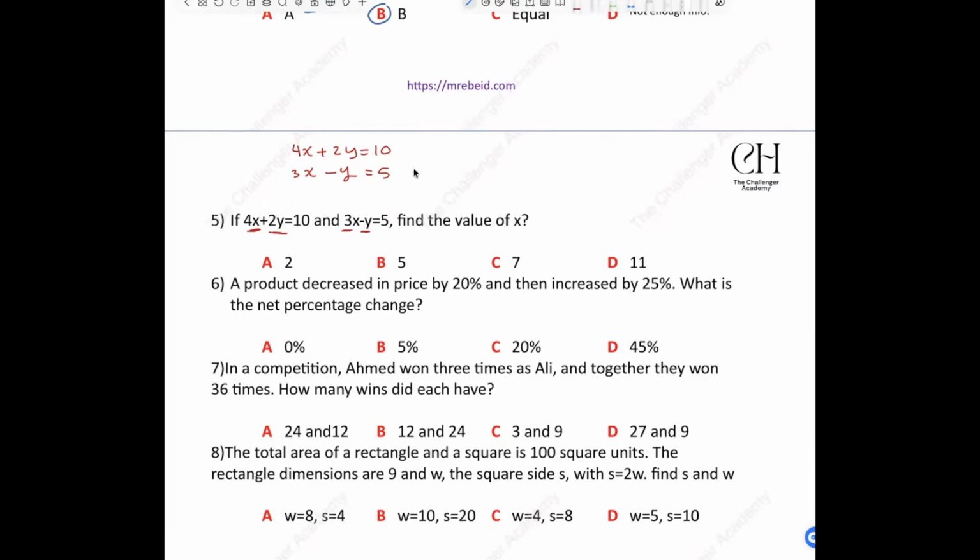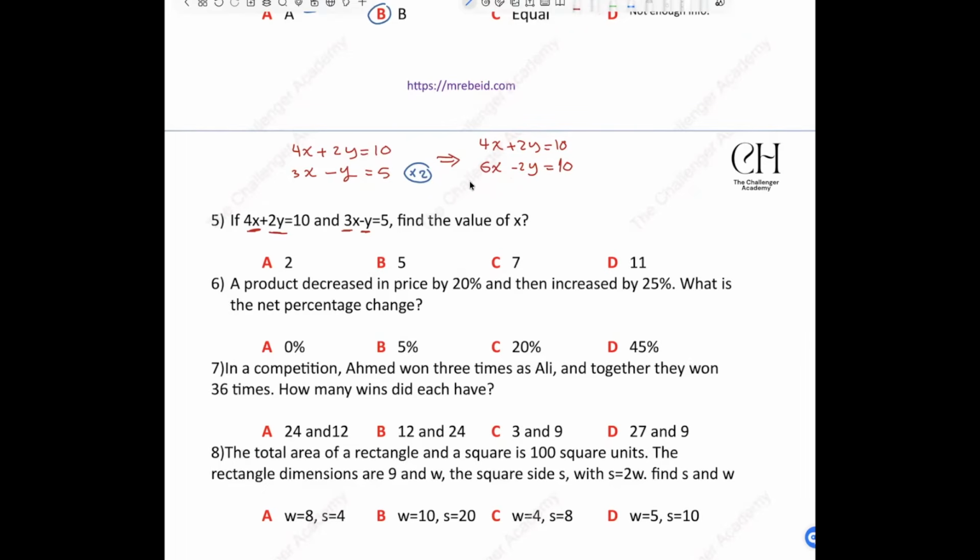You can multiply the second equation times 2. So write down the first one, which is 4x plus 2y equals 10. And the second one will be 6x minus 2y equals 5 times 2, which equals 10.